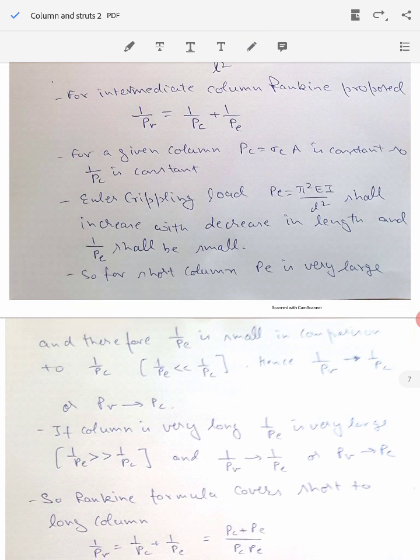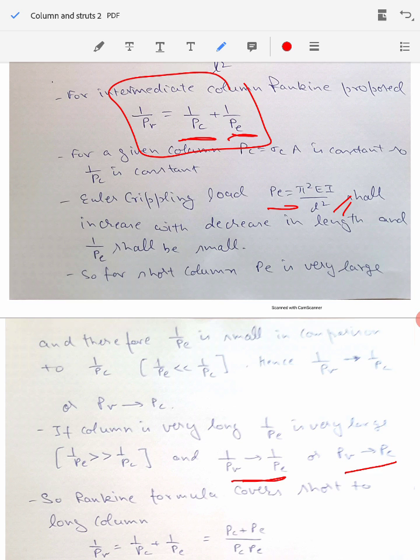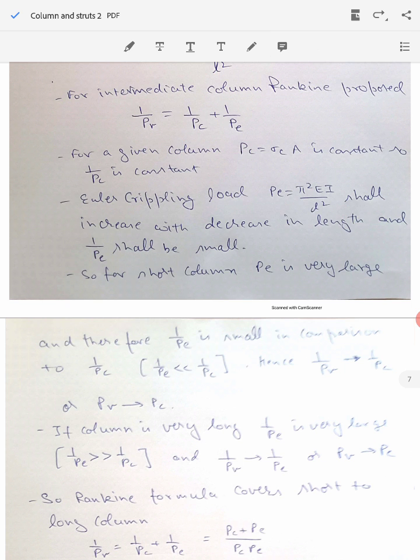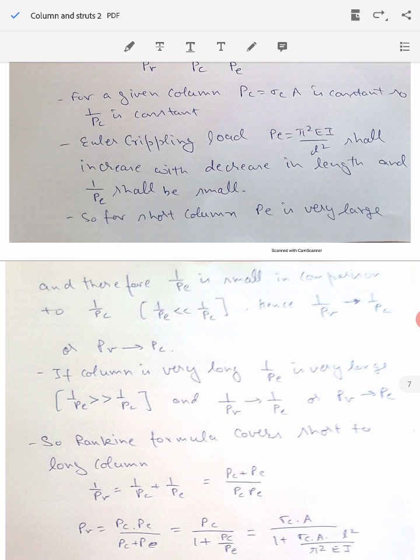Now what will happen if the column is very long? We see that when the column is very long, the value of L is high, so PE will be small, so 1 upon PE will be much larger in comparison to 1 by PC. So in that case your 1 by PR value will tend towards the 1 by PE value, or the PR value will tend towards simply the PE value. So the value that you calculate from the formula proposed by Rankine will be closer to the value of Euler's load. So in this way, this formula covers the entire range from short column to long column.